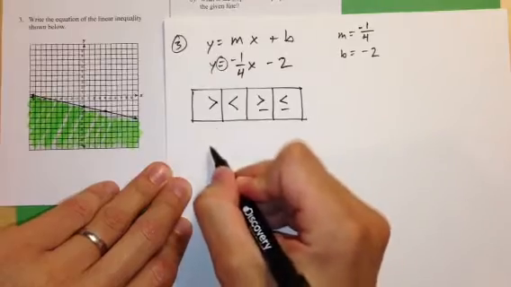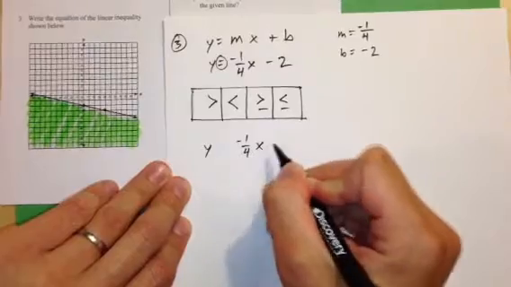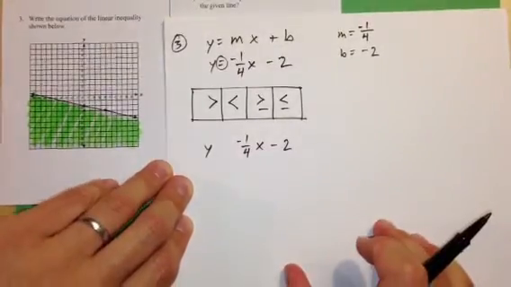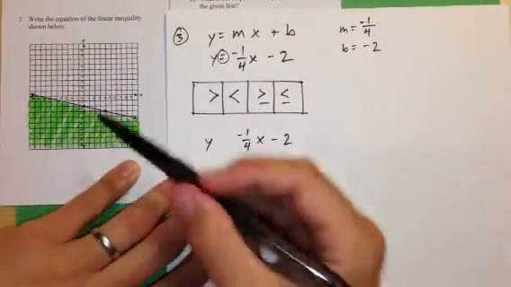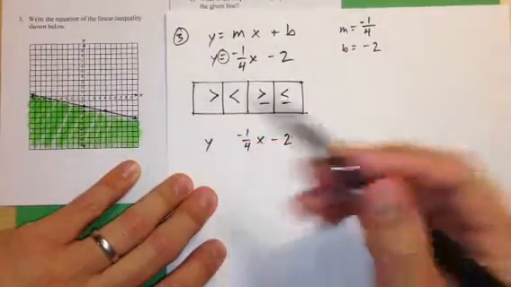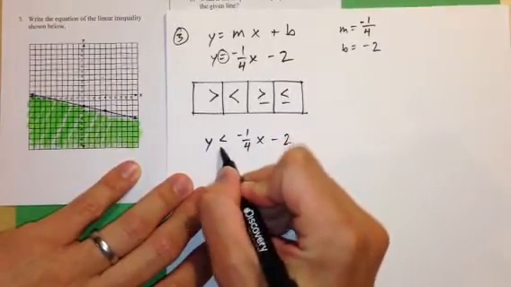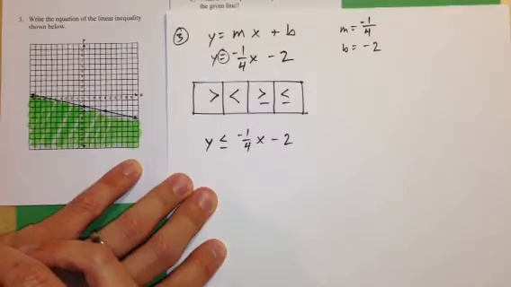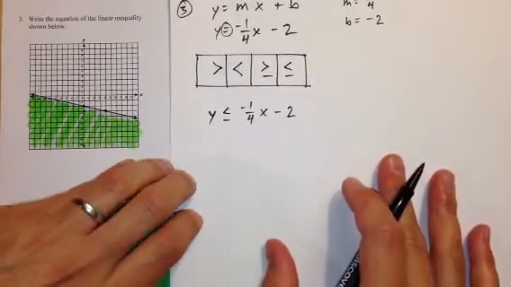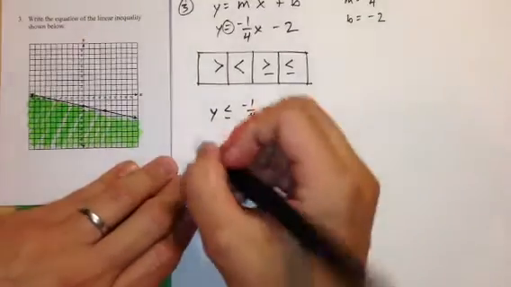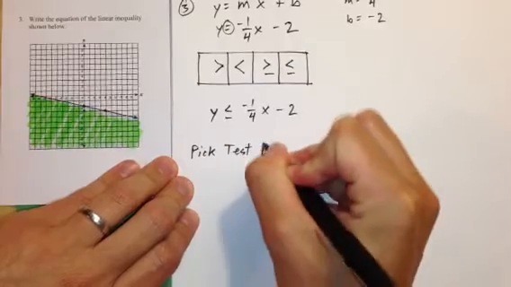So let me rewrite the equation right here. Y, and then -1/4 x minus 2. Because the shaded portion is below or less than the line, I am going to say y is less than or equal to -1/4 x minus 2. Now here is where we have to pick a point to check. We have to pick test points.